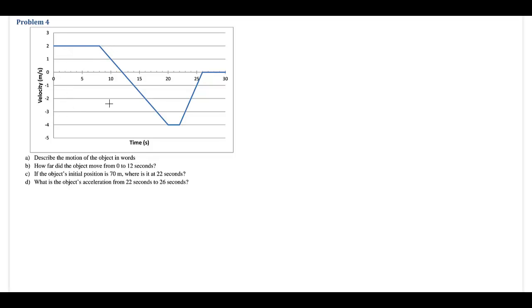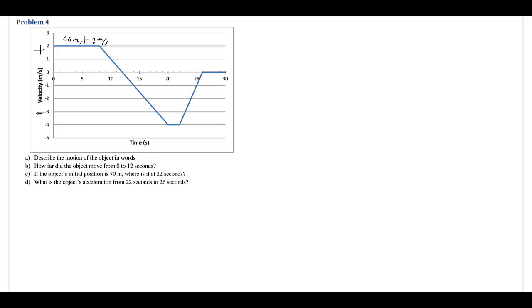The object starts with an initial velocity. We don't know what the initial position is. We do know that it starts with an initial velocity of positive 2 meters per second. Remember that if it is in the positive quadrant, it has a positive velocity. I'm just going to write positive here and negative here. So anything below the axis is going to have a negative velocity. Anything above the axis is going to have a positive velocity. So the object starts with a constant velocity of 2 meters per second, positive, obviously.